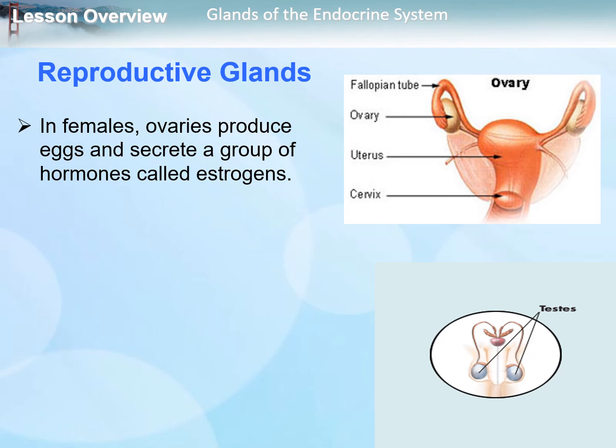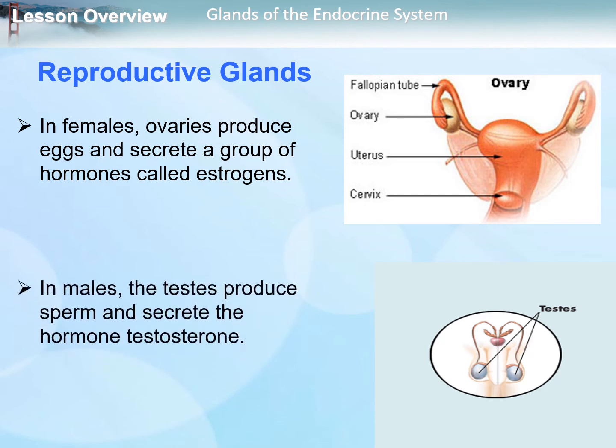The gonads, ovaries and testes, are the body's reproductive glands. In females, we have the ovaries, which produce eggs and secrete a group of hormones called estrogens. In males, the testes produce sperm and secrete the hormone testosterone. The gonads serve two important functions: the production of gametes and the secretion of sex hormones.